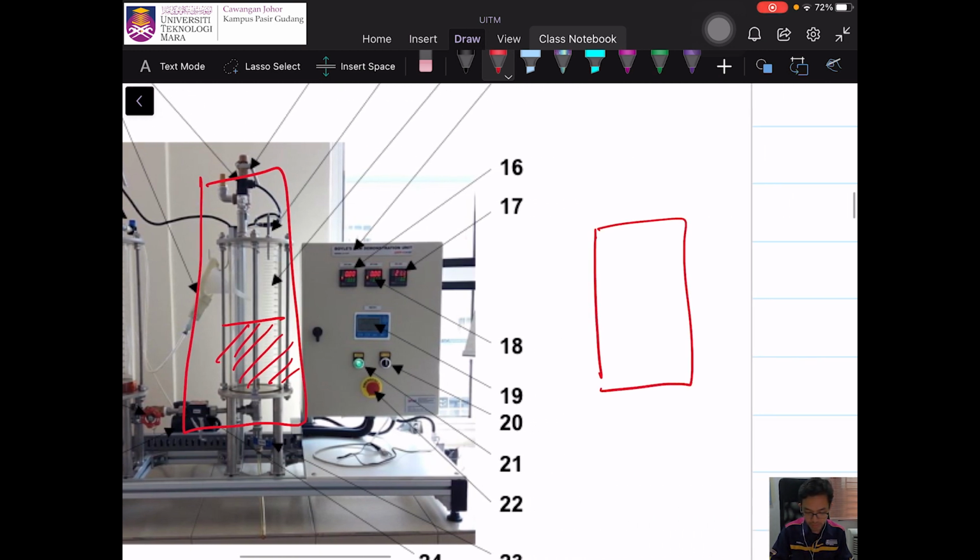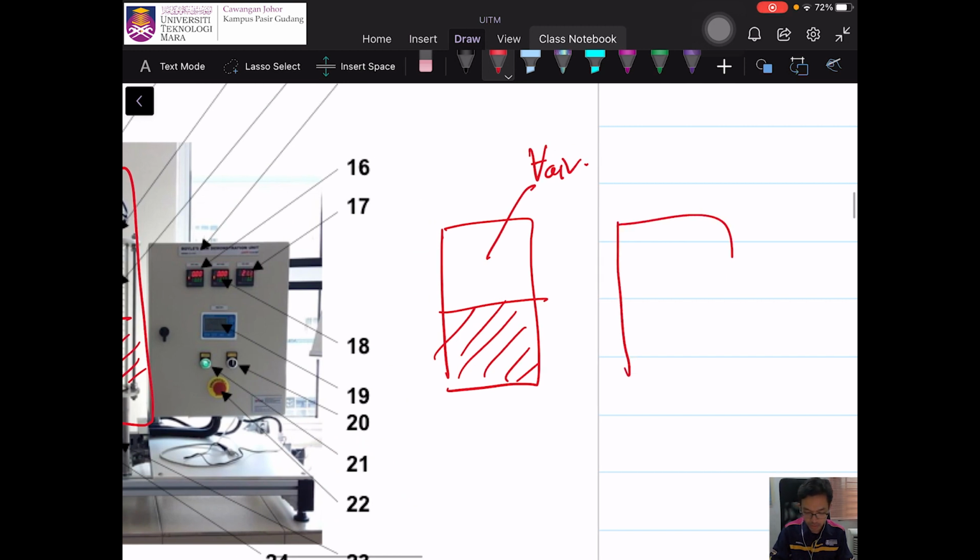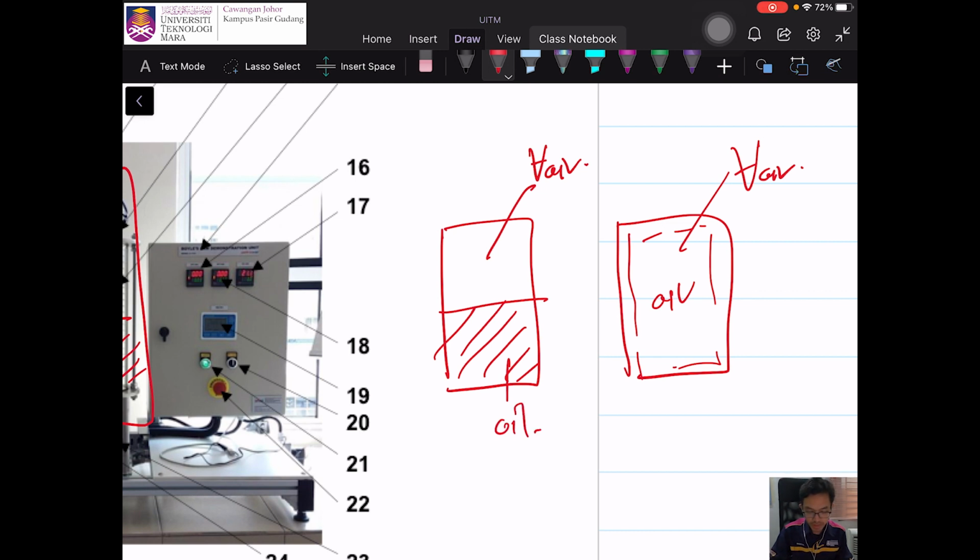For example here, we focus on this volume of air. Initially it will be 0 like this. So the air here will be compressed or will be expanded. If your volume of the oil is increased, the volume of the air will be reduced. It means that this is a compression process, because the air is compressed, or it will be more compact.